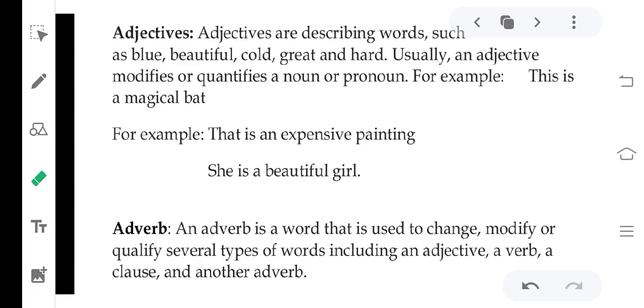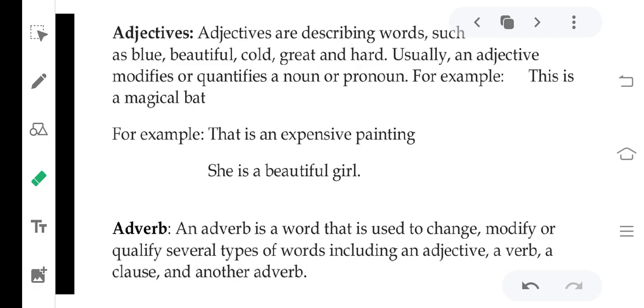Now let's move on to today's topic, that is adverb. What is an adverb? An adverb is a word that is used to change, modify or qualify several types of words, including an adjective, a verb, a clause and another adverb also. So these are important parts in a sentence. It is modifying all types of words in the sentence, including another adverb also.